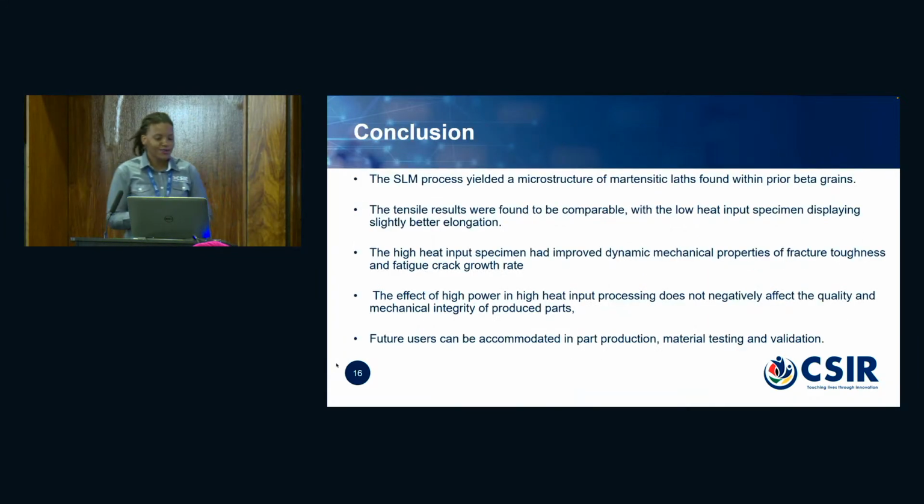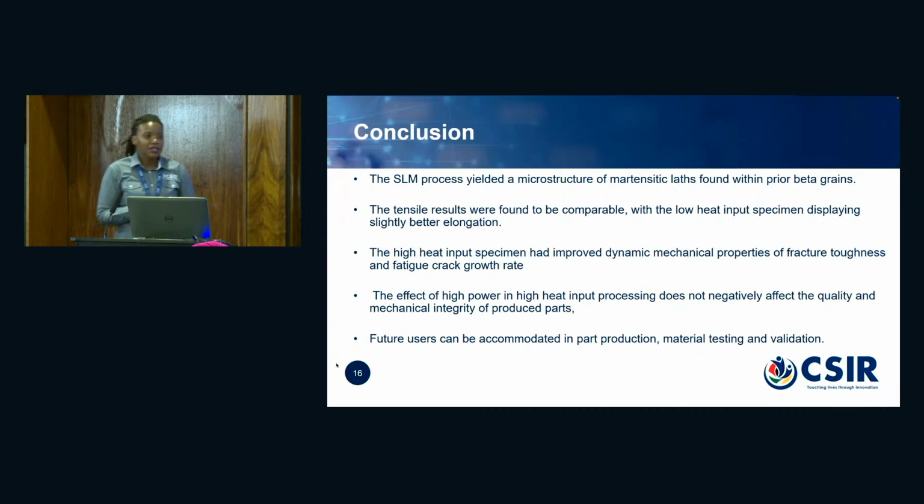And so to just wrap up, we saw that both the SLM machines produced a martensitic microstructure that was characterized by alpha prime laths found within prior beta grains. The tensile results were comparable. We did note, though, that the low heat input specimen did display slightly better elongation. With the dynamic mechanical properties of fracture toughness and fatigue crack growth rate, the high heat input specimen showed better results.